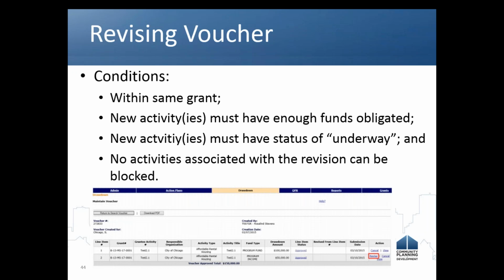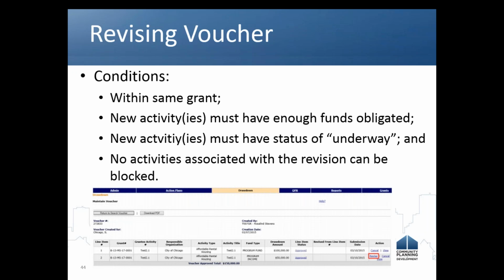And so you might have pulled down funds, and lo and behold, something has happened where it was incorrect. What you're going to need to do in that process is what's called revise a voucher. You're going to be moving money within the same grant when a new activity that you're moving the money to has enough funds to obligate, that new activity status is underway, and that no activities associated with the revision can be blocked. So let me help you think through this for a couple of minutes.